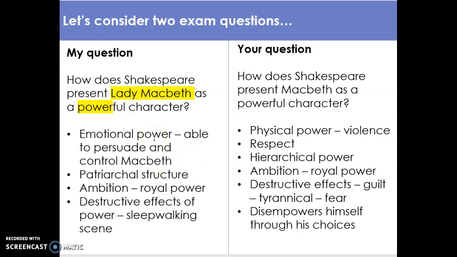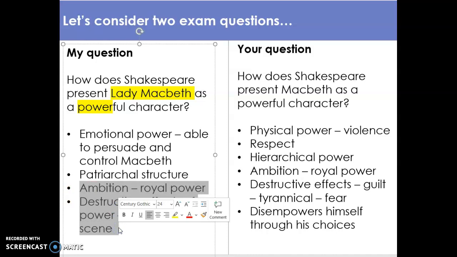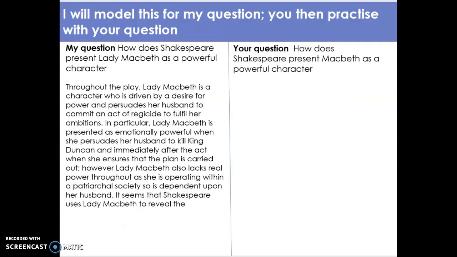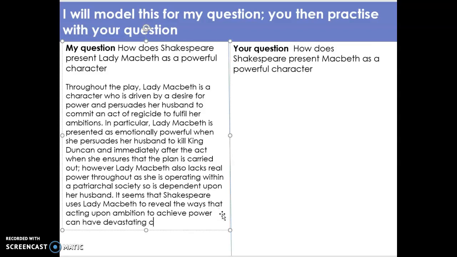But that's the beauty of a plan, so that when you're writing and you start losing your flow, you can go back to the plan. And obviously this is the key point, isn't it? That ambition, acting on ambition, can have destructive effects. So that helps clarify for me. It seems that Shakespeare uses Lady Macbeth to reveal the ways that acting upon ambition to achieve power can have devastating consequences and destroy individuals and society.